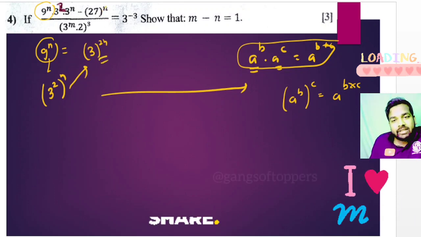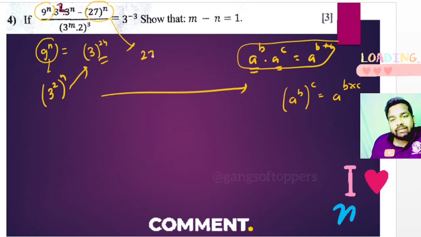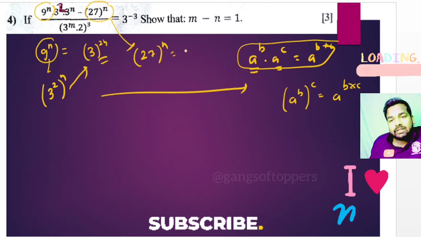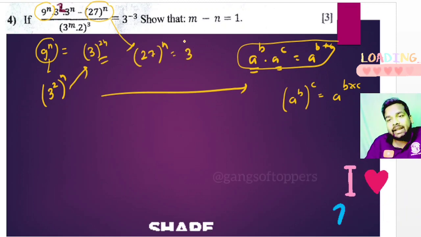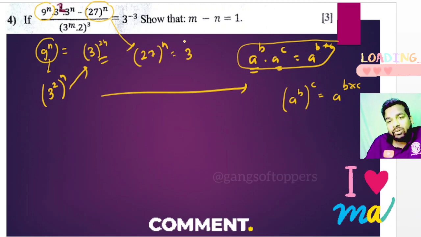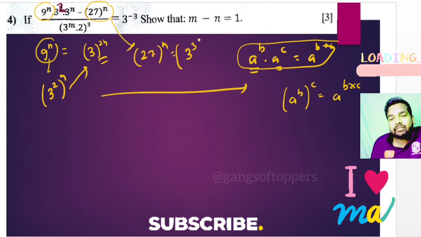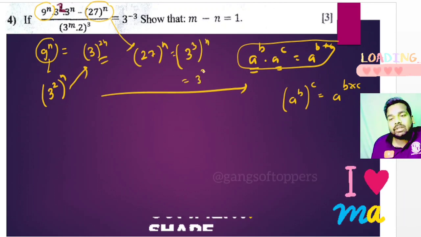And again this 27 the whole to the power n, we can write it like this: 27 is 3 cubed, the whole to the power n. Why? Because 3 into 3 is 9 and 9 into 3 becomes 27. So we can write 27 as 3 cubed the whole to the power n, and it becomes 3 to the power 3n.